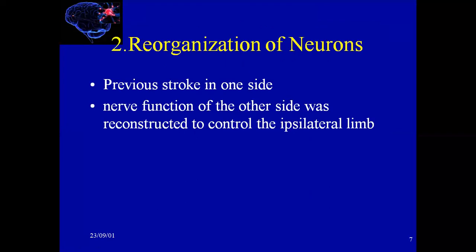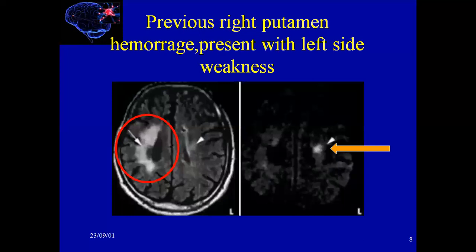The second thing is called reorganization of the neurons. Actually, some patients have a previous stroke on one side, so that makes the nerve function of the other side reconstruct to control the ipsilateral limb. We have here one example, a patient who had a previous hemorrhage in the right basal ganglia, and after 3 years he has a left side weakness.